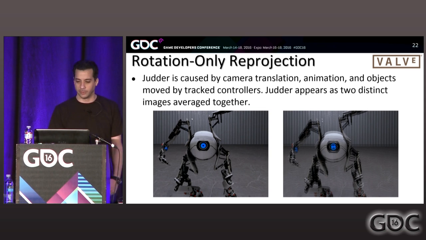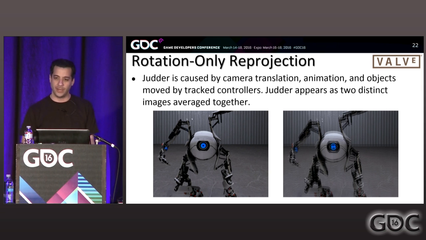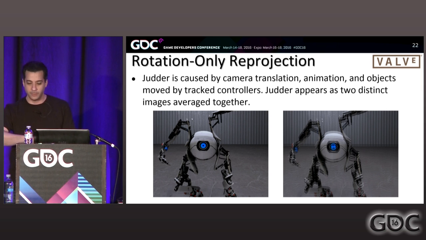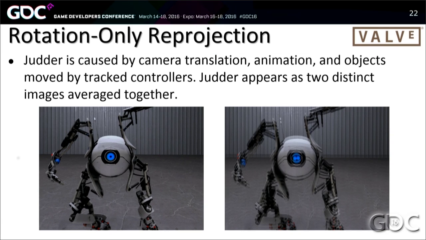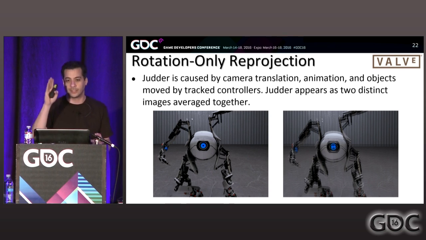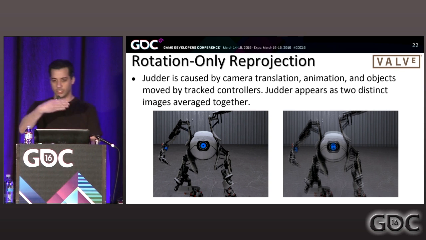Hopefully everyone here already knows what judder is. The idea is that anytime there's animation, you're rendering at half frame rate and filling in every other frame with a reprojected frame. You're going to get what looks like two ghost images overlapped, and we call that judder. You can get that from the camera translating, if as the user you're moving around, translating, squatting, standing, you're going to see a ghost image of what's in front of you.